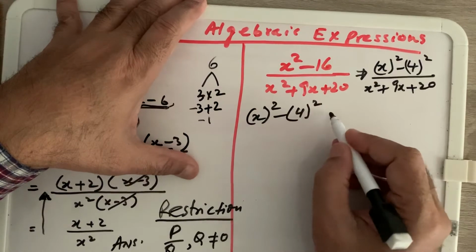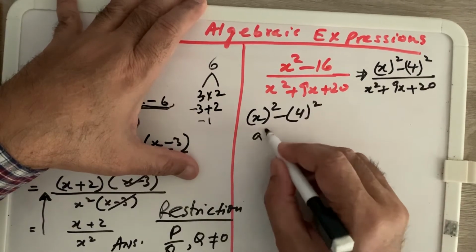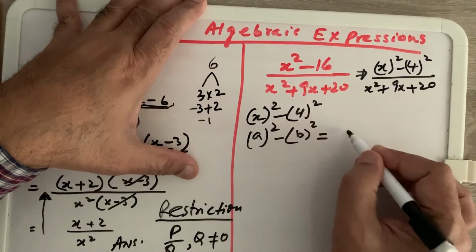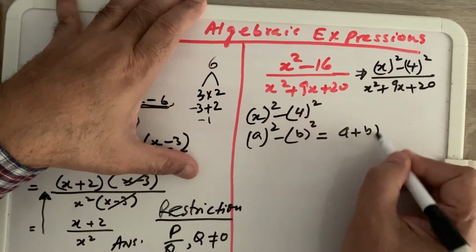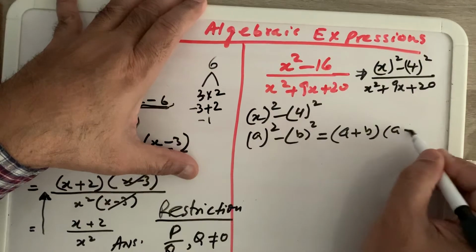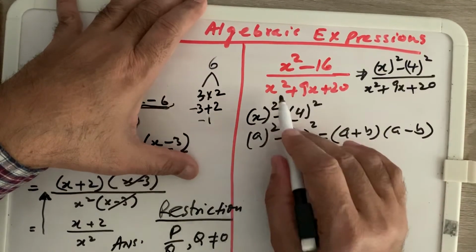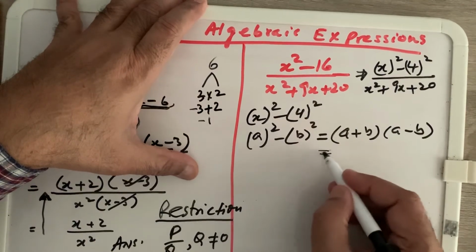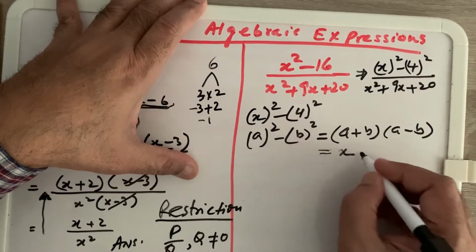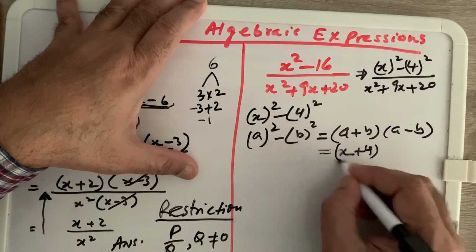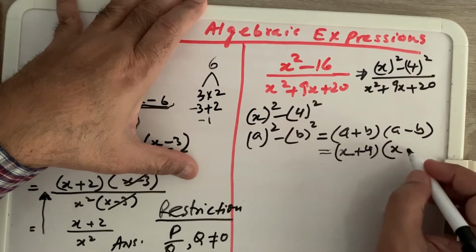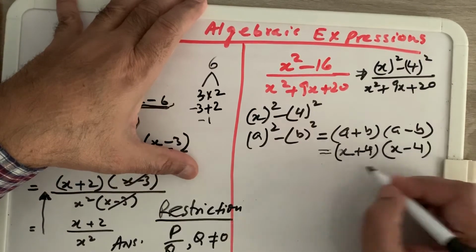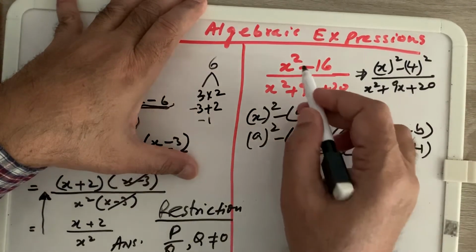This is a difference of 2 squares, and the formula we learned was a whole square minus b whole square is equal to, or can be written as, a plus b and a minus b. So this thing, x whole squared minus 4 whole squared, is similar to this, and I can break it as x plus 4 and x minus 4. These are my factors for x square minus 16, right? So x plus 4 and x minus 4 are my 2 factors for x square minus 16.